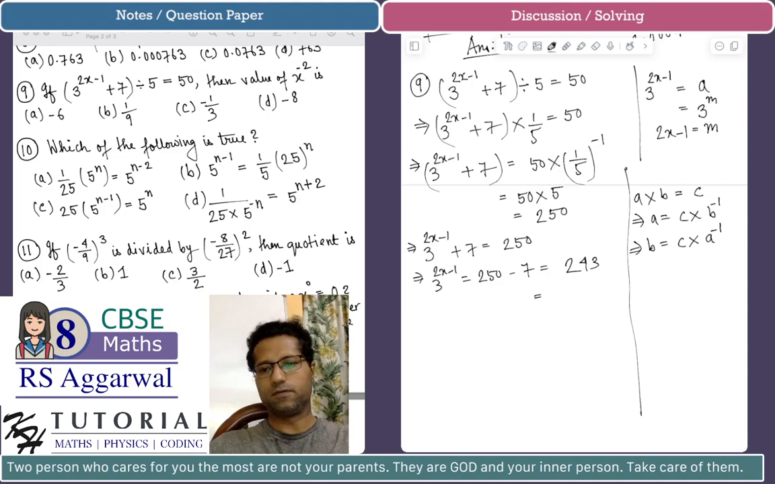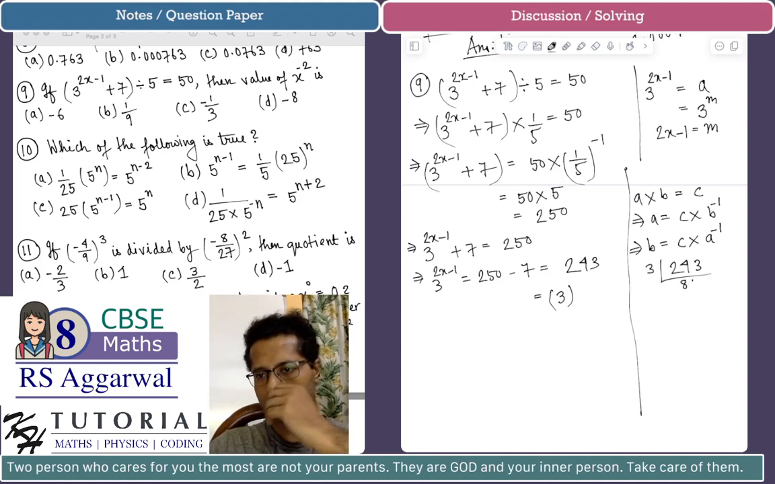Now definitely 243 must be some power of 3. Now what is that power of 3? If you can do it orally, fine. Otherwise you will have to prime factorize the number 243. Keep on dividing by 3. This will be 81. Now 81, you know clearly that 81 is 3 to the power 4. So definitely 243 will be 3 raised to the power 5.